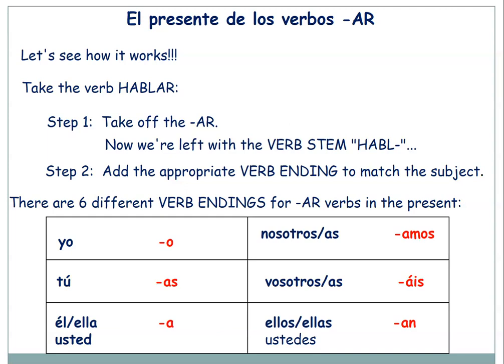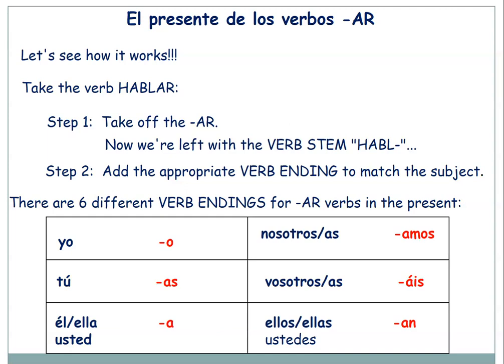Take the verb hablar. Step 1, drop the AR. Now we're left with the verb stem habl, H-A-B-L. Add the appropriate verb ending to match your subject. There are 6 different verb endings for AR verbs in the present.